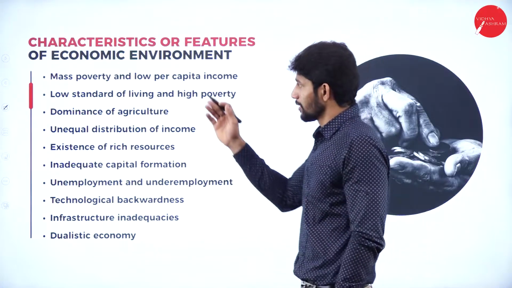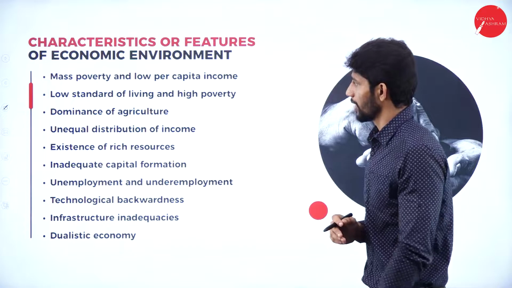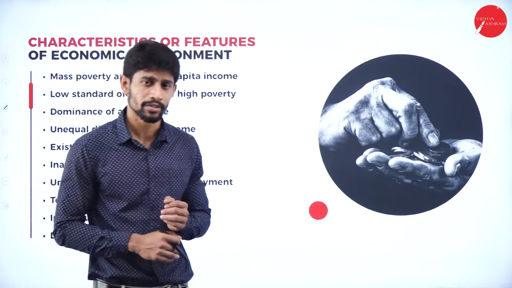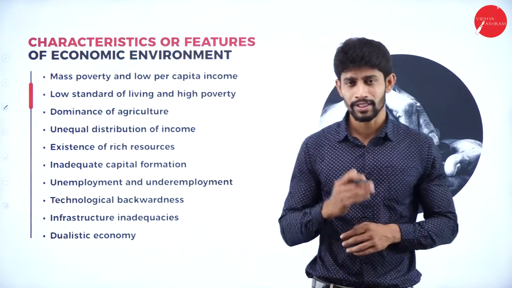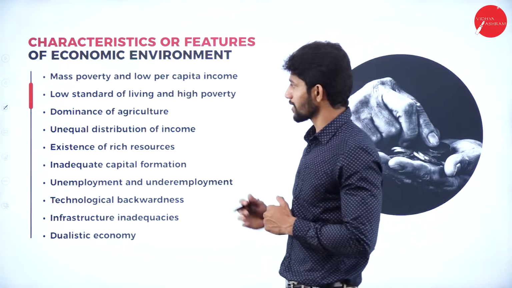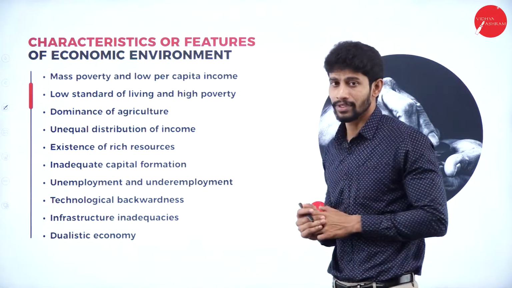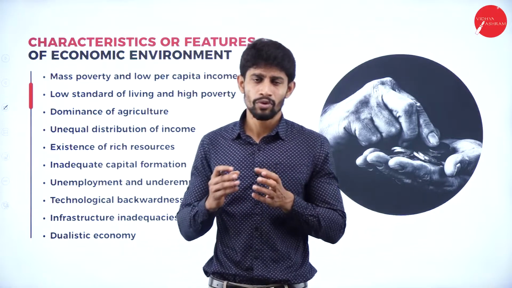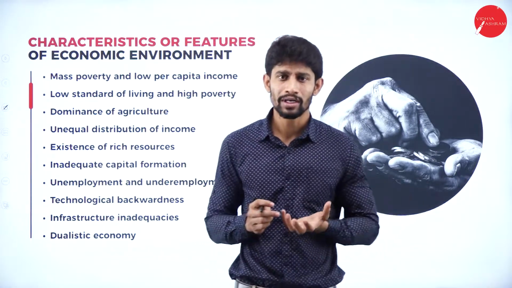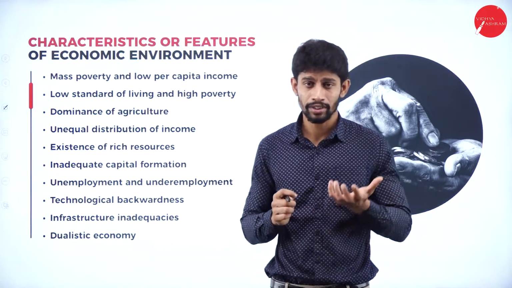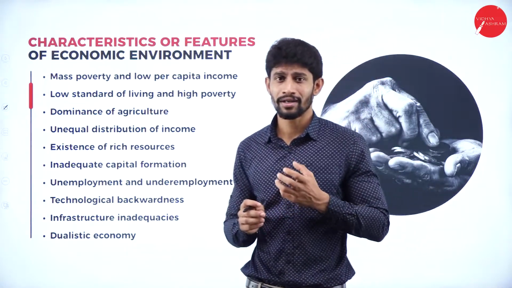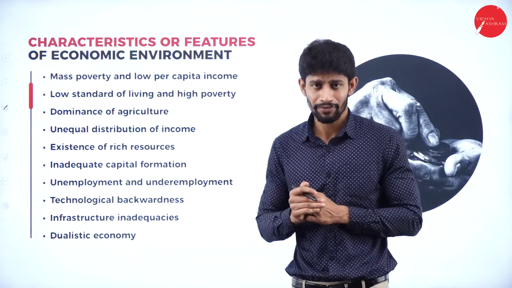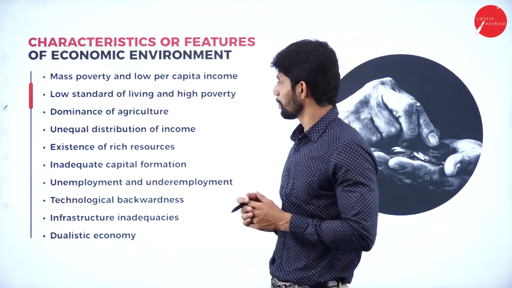So moving further, characteristics or features of economic environment. Which are those characteristics or features which come under economic environment? The first one, mass poverty and low per capita income. In India, everyone is not rich. If you take an example, almost more than 40 to 50% of people come under low class, and 10 to 15% of people are even struggling a lot to get one-time food. So we have mass poverty in India, and low per capita income.